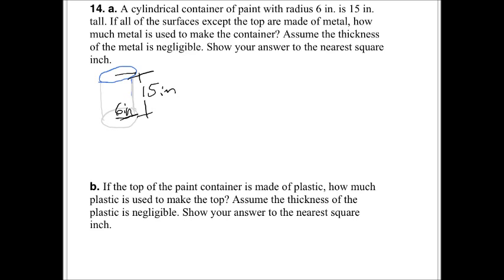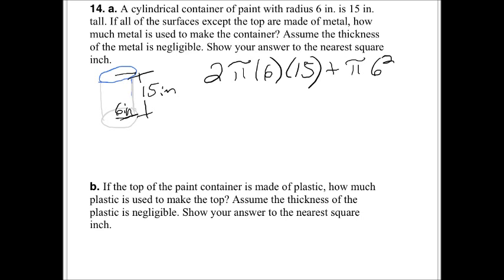That means I need to find the surface area of the label. So that's really the lateral area. So I know that's the 2 pi r h part. So that would be 2 times pi, r would be 6, and the height is 15. But the bottom of the can, that's supposed to be metal, is a circle. So that would just be pi r squared. So that would be pi times 6 squared.